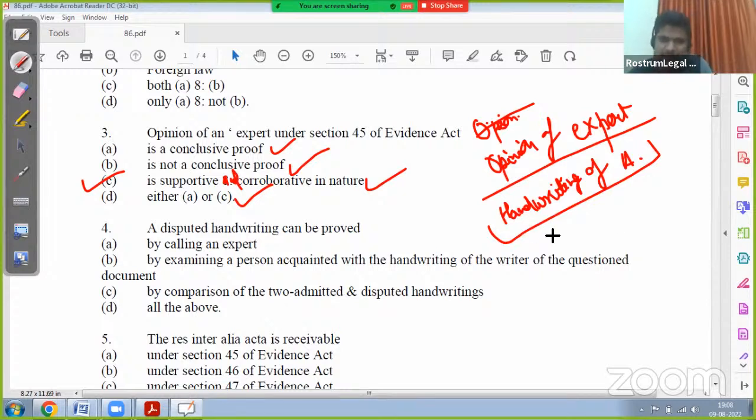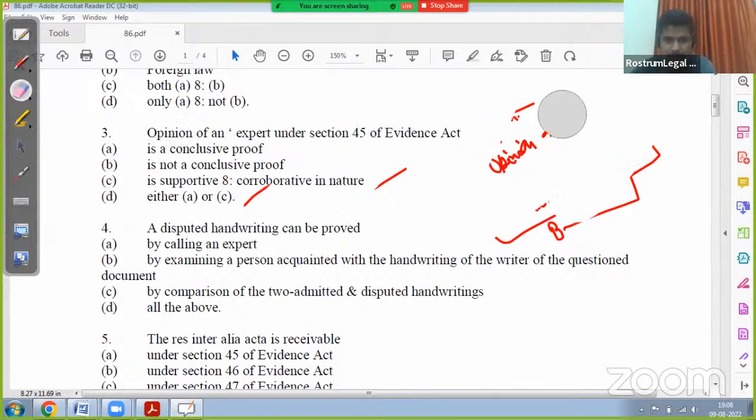The same proof have been found, like Mr. B come and says कि he has seen Mr. A writing that letter in which handwriting was examined. So basically that opinion of the expert has been corroborated by some other evidence, so that can be the basis of conviction. So its correct answer will be option C, right?